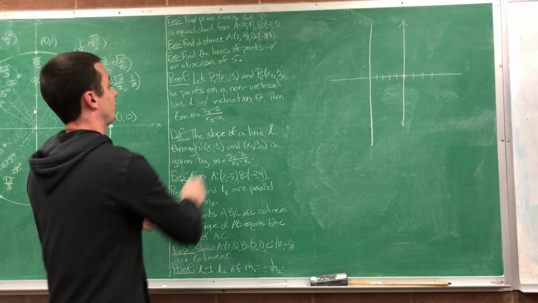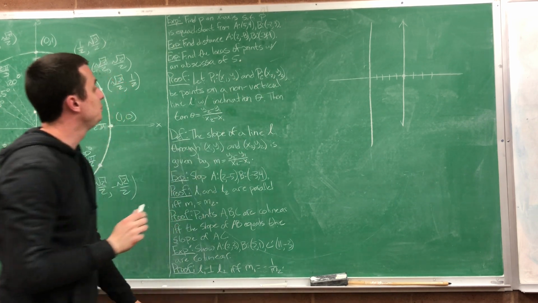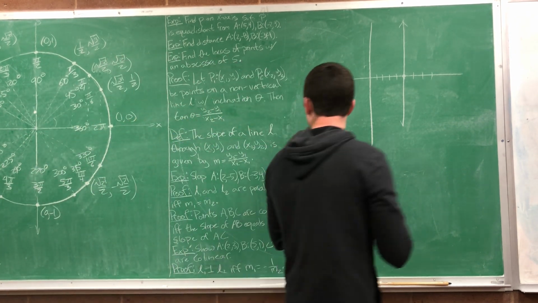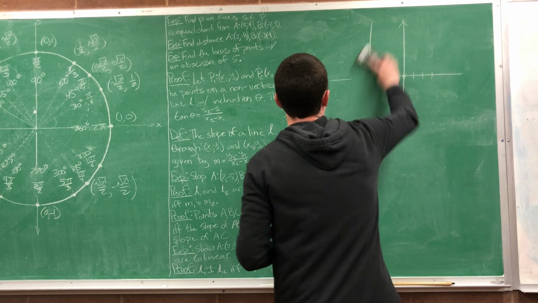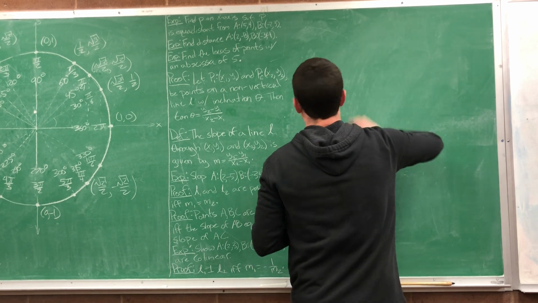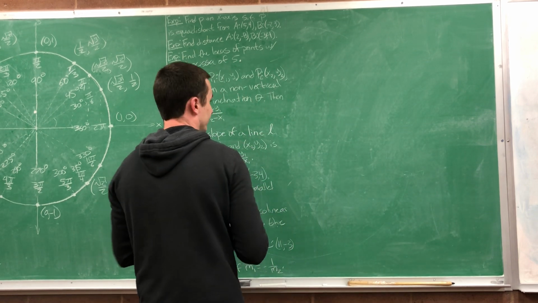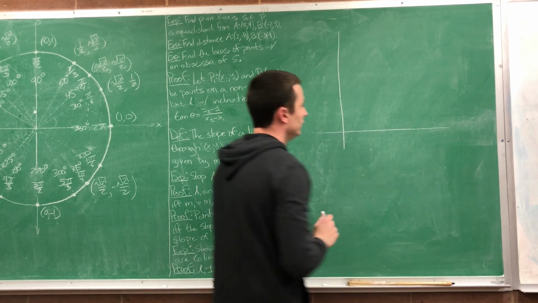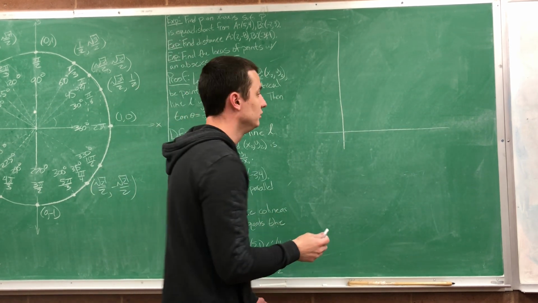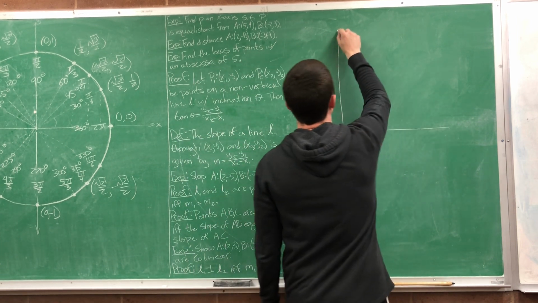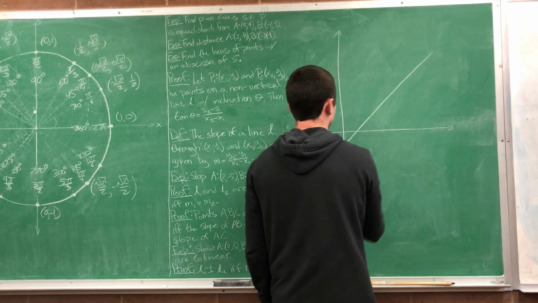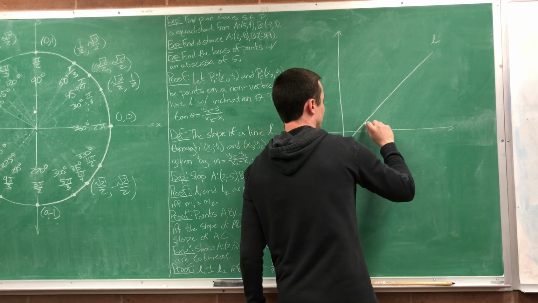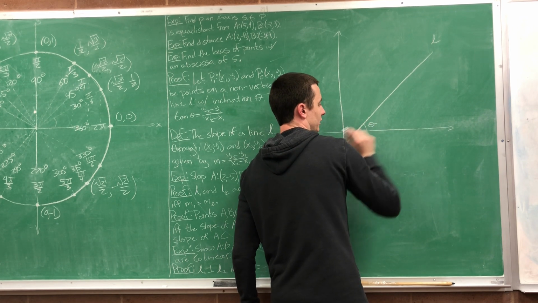Let P1, P2 with coordinates x1, y1, x2, y2 be points on a non-vertical line with an inclination of theta. Then the tangent is going to be y2 minus y1 over x2 minus x1. So let's draw this out and make sense of it. So we've got some non-vertical line. So draw some line in here. Here's our line, L. Good so far? Its angle of inclination is whatever this angle is right here, and we're going to call that theta.